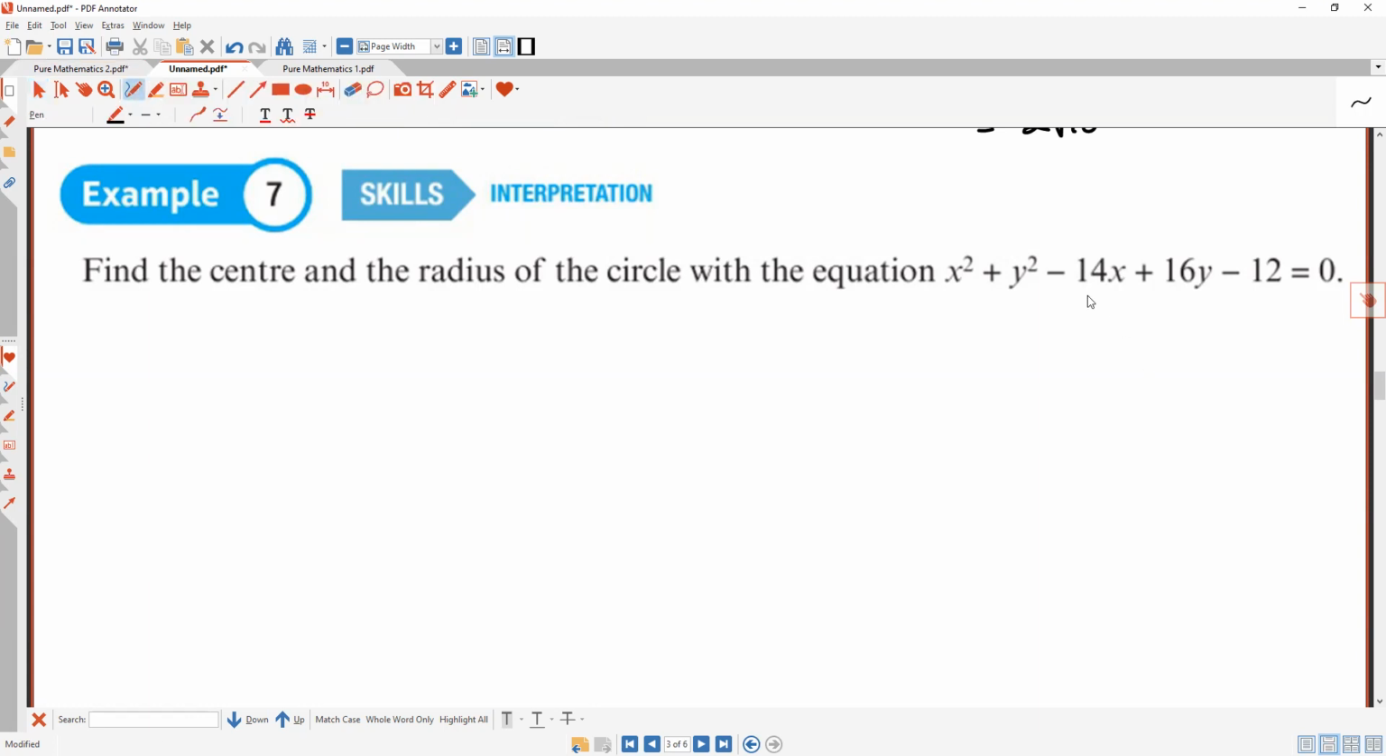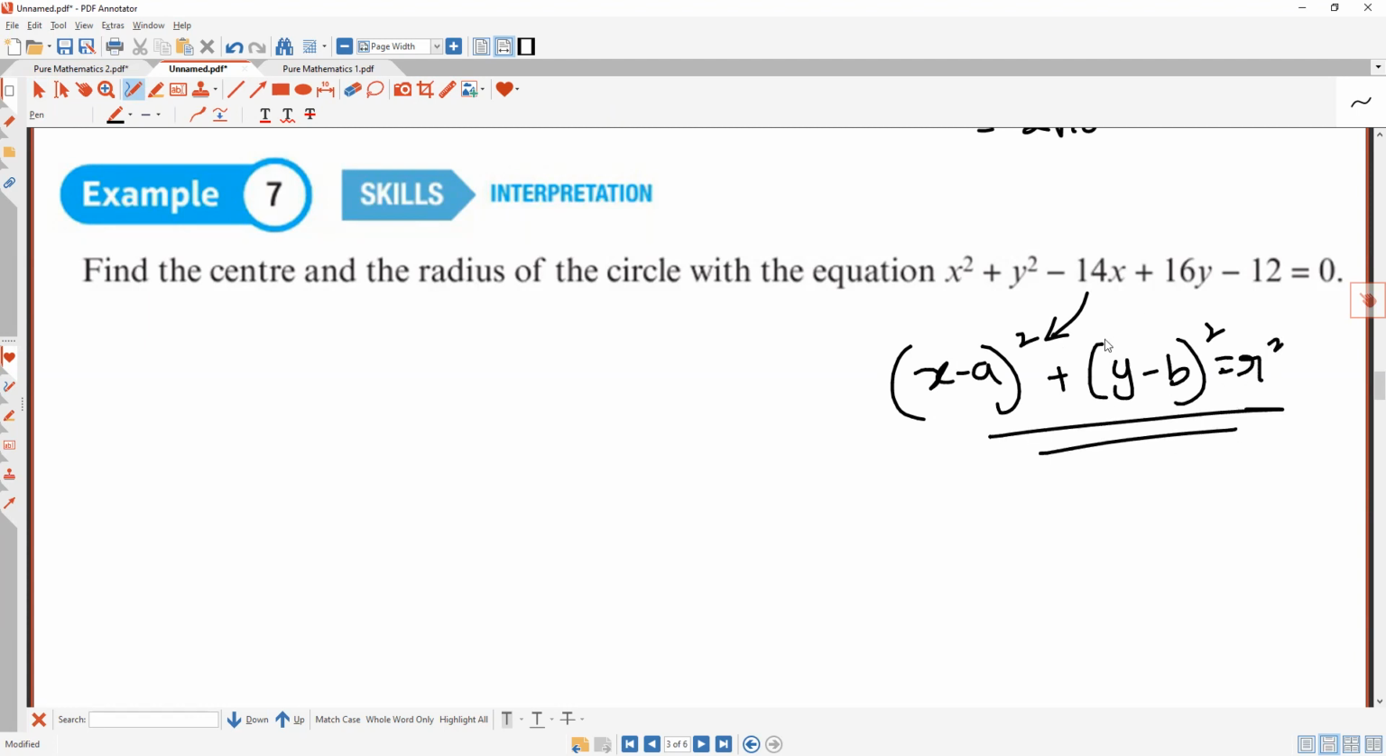But actually, if you open x minus a whole square plus y minus b whole square is equal to r square, you will end up getting something like this only. So our job is to make this one look like this. How? By something known as the completing the square method. Everybody must have done completing the square either in their P1 or in their O levels. Okay, so let me try doing that over here.